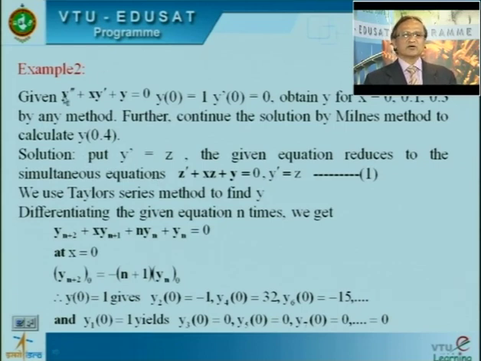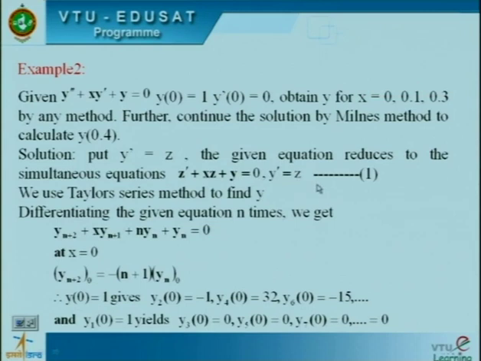Now first I want to convert the second order differential equation into first order simultaneous equations. For that reason, I am going to replace y single prime by z. In this equation, y double prime can be written as z single prime, plus x as it is, y single prime replaced by z, plus y as it is, equal to 0. So, you will get two equations: one is y single prime is equal to z, and this is another equation, I will call it equation number 1.